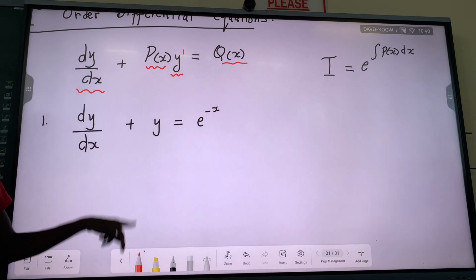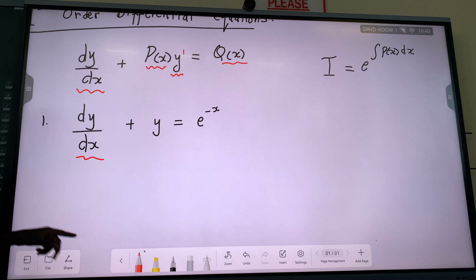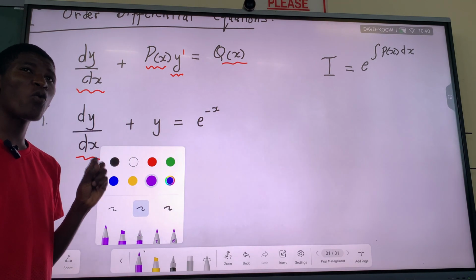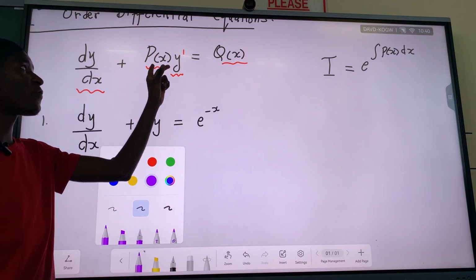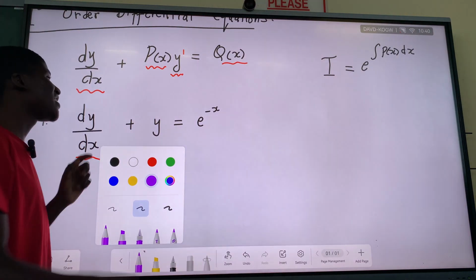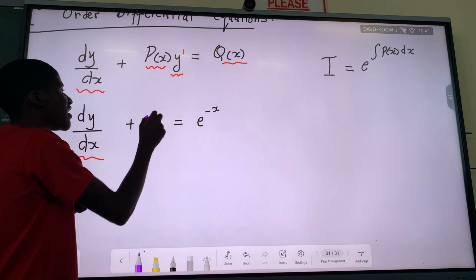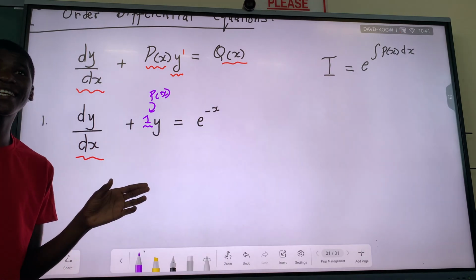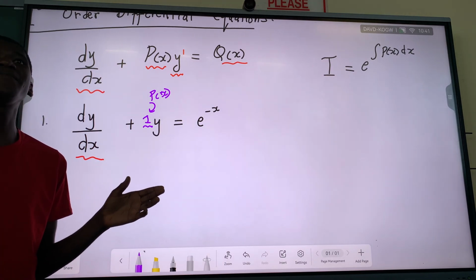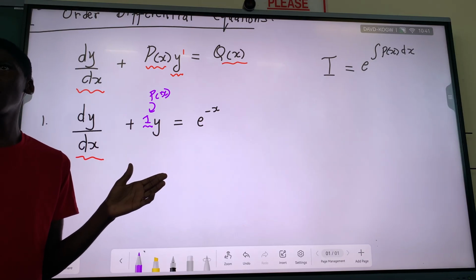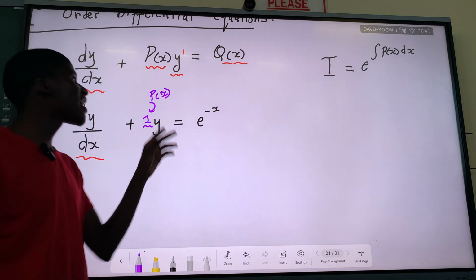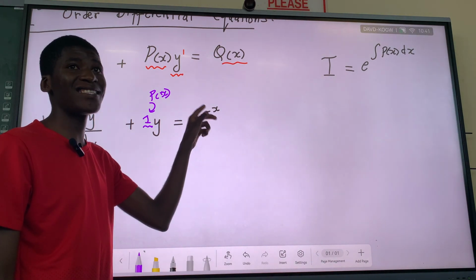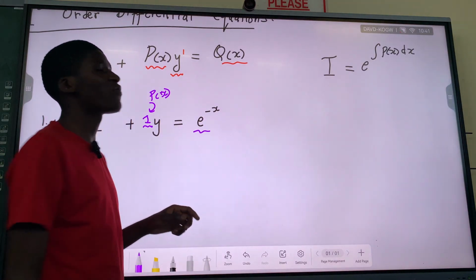As it relates to the format, not dy/dx, but p(x). Here p(x) is 1. So p(x) is a function of x that is multiplied to y. In this case, y is multiplied by 1. So essentially, p(x) is 1. A function of x can be a constant, which simply means it's x raised to the power of 0. And on the other side, we have a function of x: in this case, e to the power of negative x. So this qualifies for us to solve it.